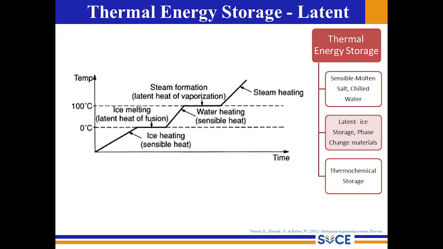The change in phase which occurs at 0 and 100 degrees is called latent heat. So the formation of water from ice, or the formation of steam from water or vice versa, involves latent heat. So when you're talking about latent heat, you have the heat which can be stored in ice, or the use of something called phase change materials.